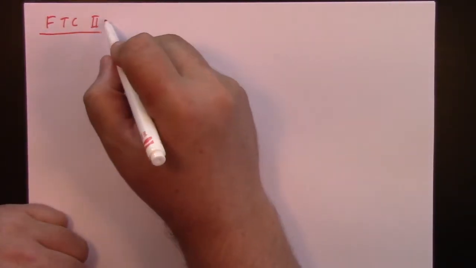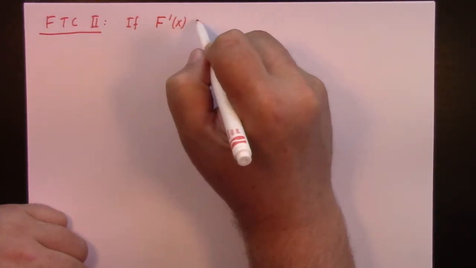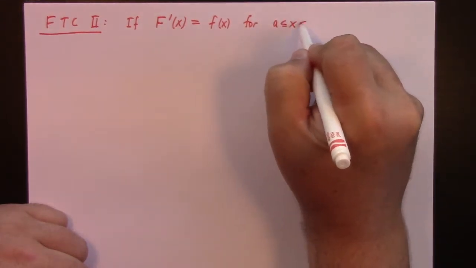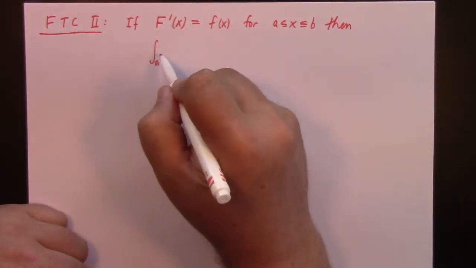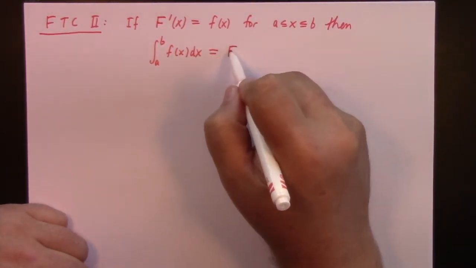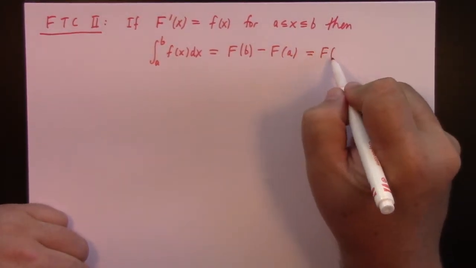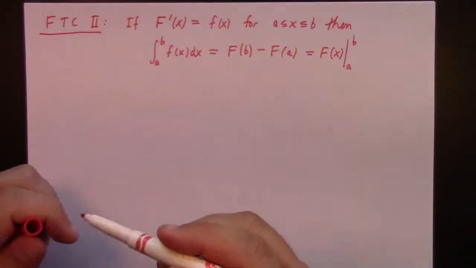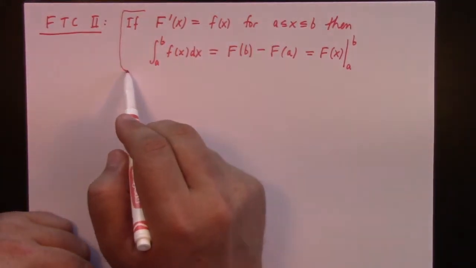FTC2 simply states this: if F prime of x is equal to f of x for a less than or equal to x less than or equal to b, then, punchline, the integral from a to b of f of x dx is equal to F of b minus F of a. Now we have symbols for this. We can also write this as F of x evaluated from a to b, like so. That's FTC2, which is very, very important to be able to know and apply, of course.